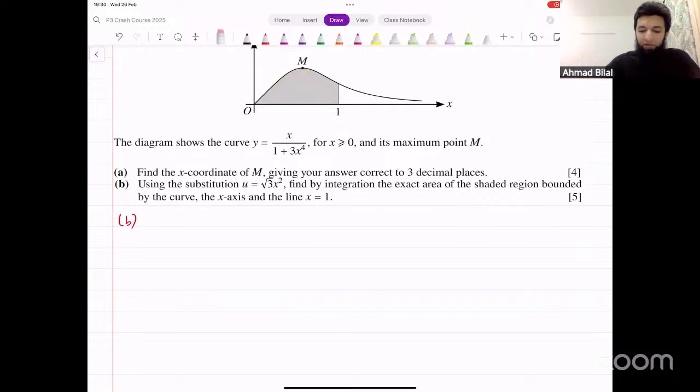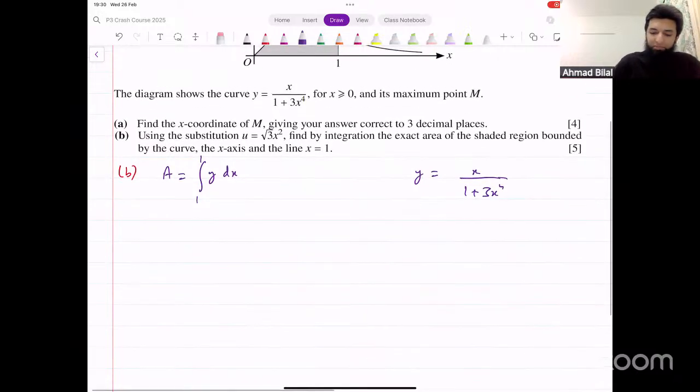Area between a graph and x-axis, what is that given by? What's the formula that we have for that? You've done that in paper 1, not in O-levels. The formula was integration of y with respect to x, right? Limits are from 0 to 1. These are the limits that you have to input. And the function is y equals x over (1 plus 3x) raised to power 4. This is what we have to integrate from 0 to 1.